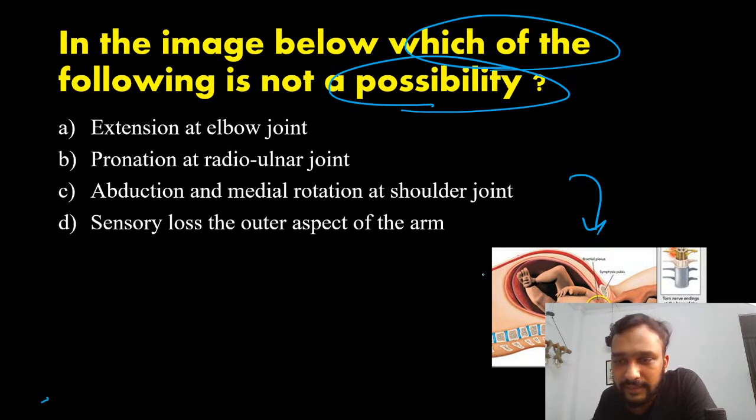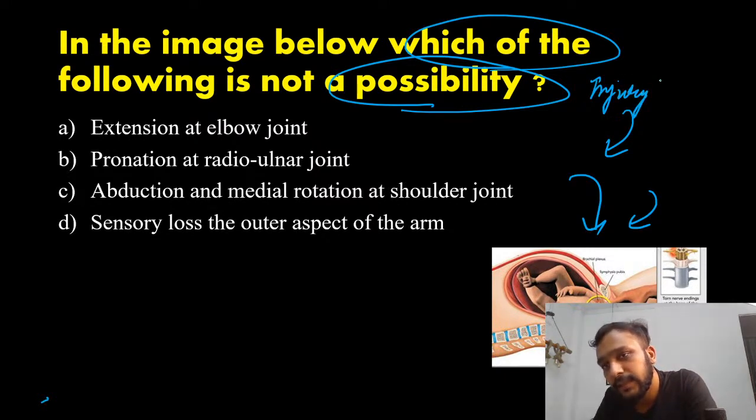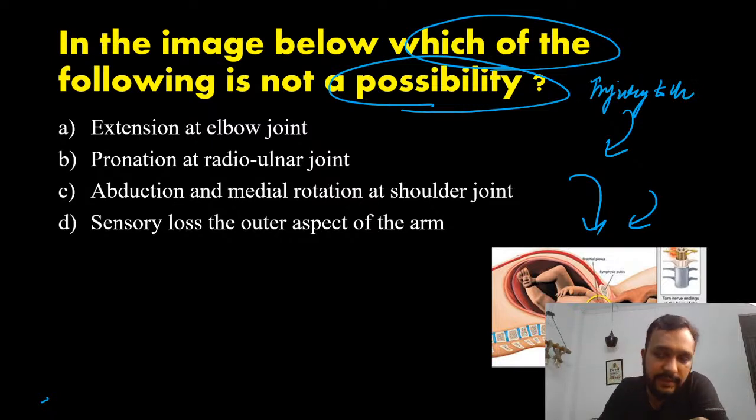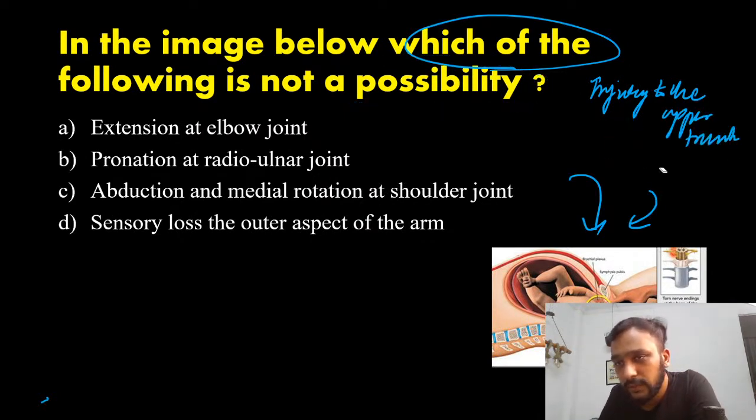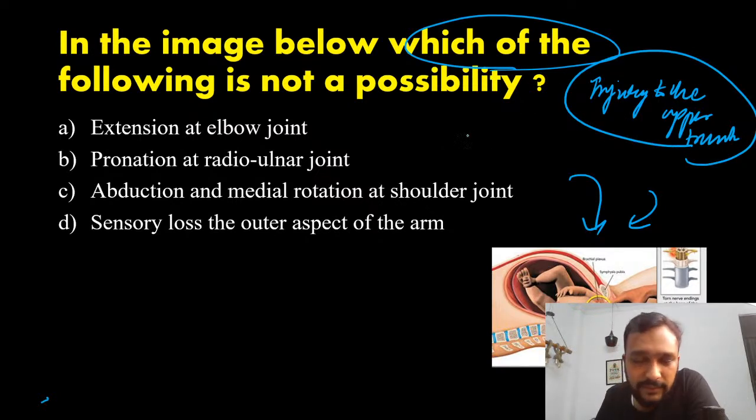Let us have a look at this image. Okay, so guys, which injury is taking place? There is hyperextension of the neck, and this extension of the neck is resulting in injury to the upper trunk of the brachial plexus. So this upper trunk of the brachial plexus is injured.